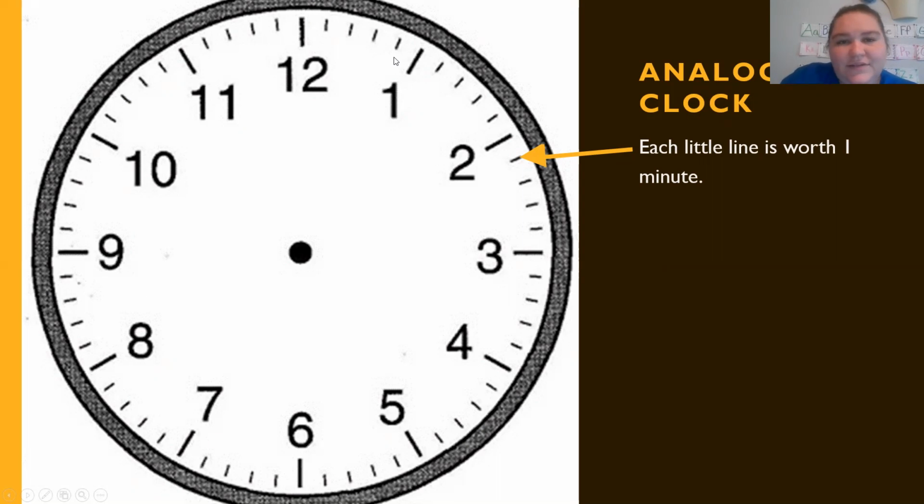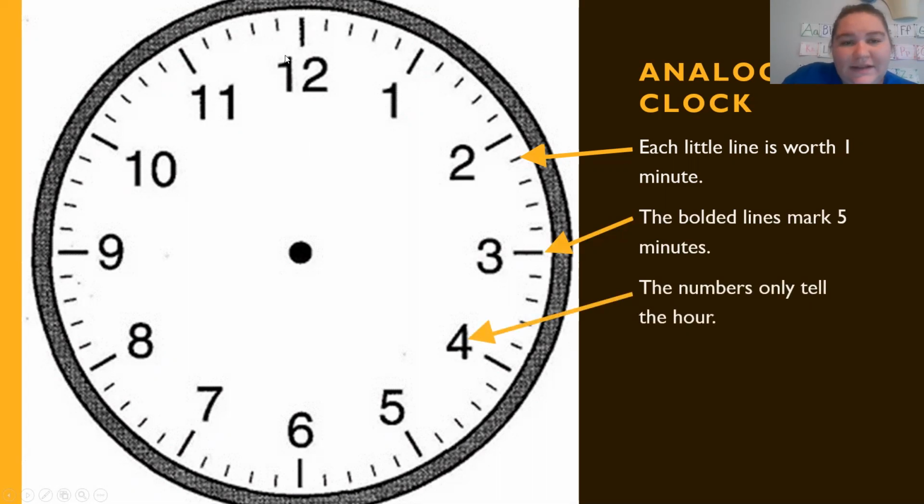Now you might notice, Ms. Schmidt, there are some lines that are bigger and bolder than others. Well, the bolded lines mark 5 minutes. That's made to be easy for you so you can count 5, 10, 15, 20, 25, 30, 35, 40, 45, 50, 55. Look at that, 60.